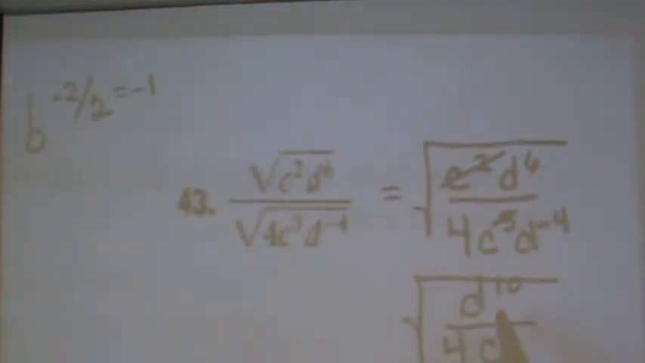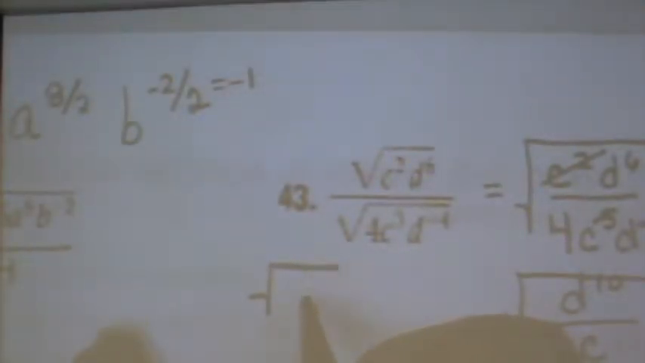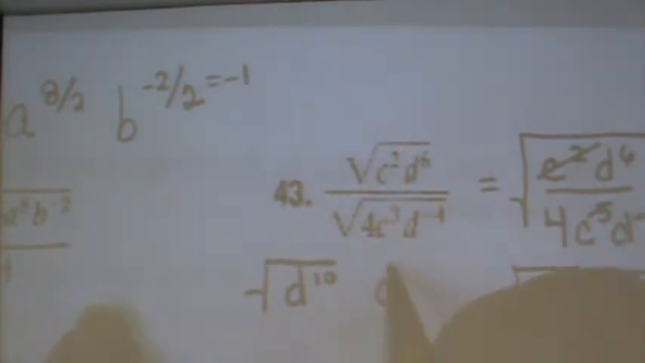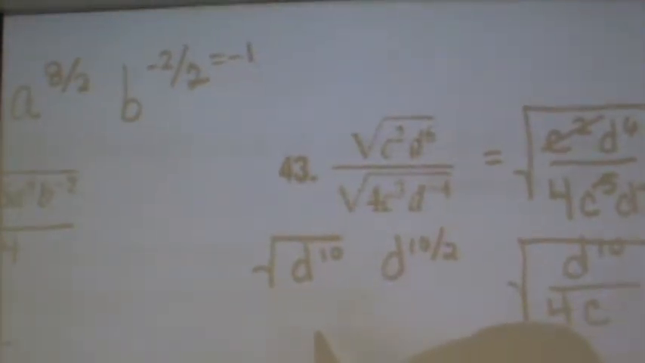Now, we're taking the square root, so you've got 10. If you rewrite this numerator, you've got the square root of D. You've got 10 of them. So this can be written as D to the 10 halves, which is 5. And on the bottom, you've got the square root of 4. So what you have here is D to the 5th over 2, and then you have the square root of C.